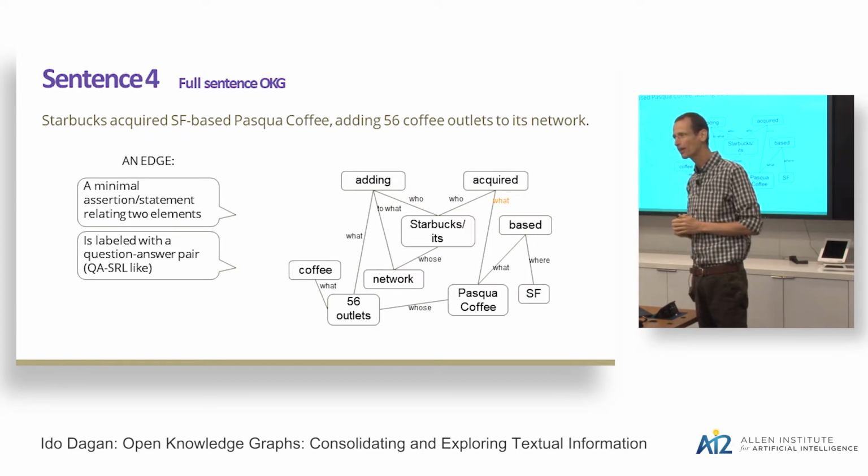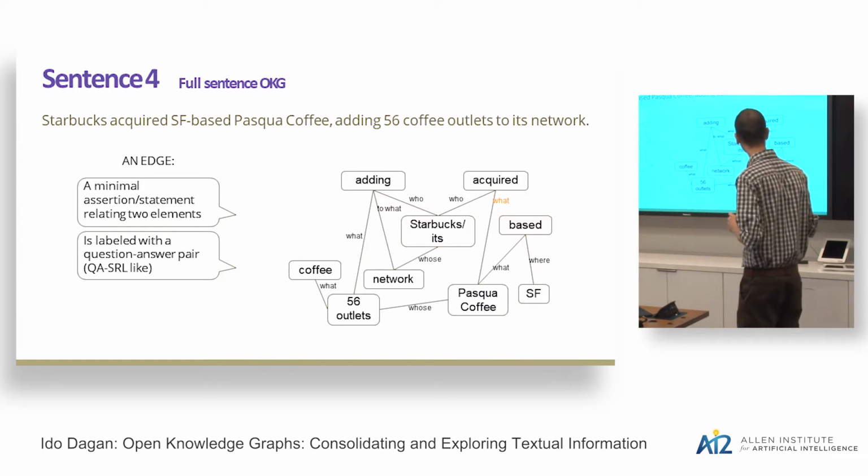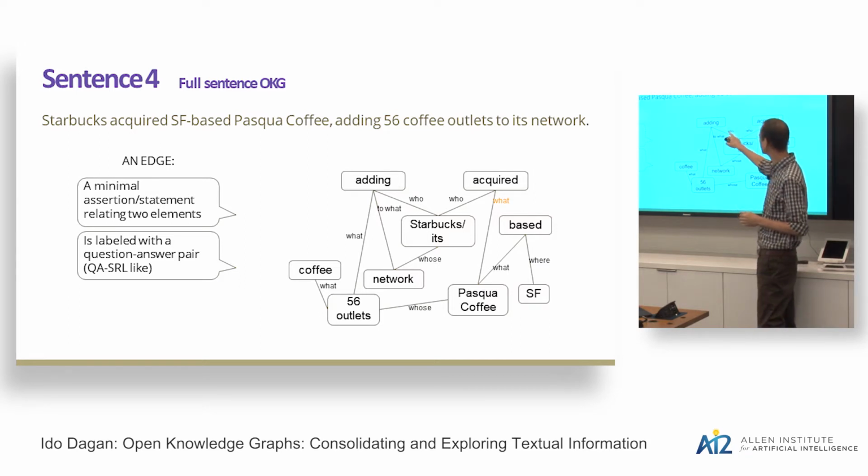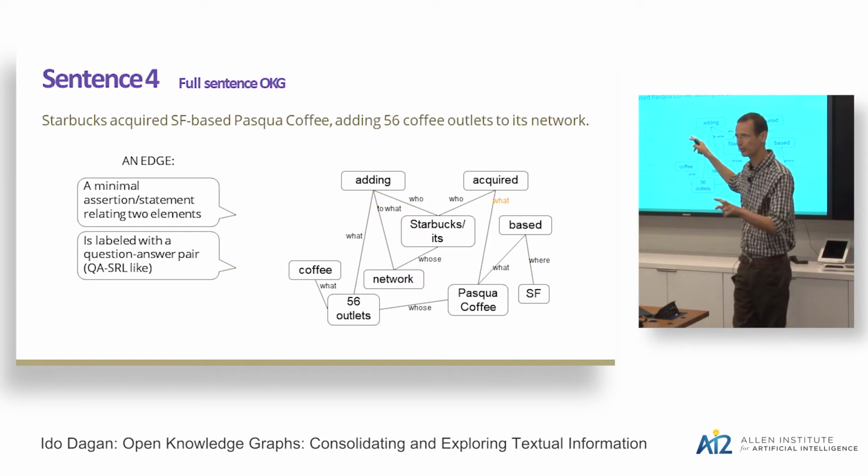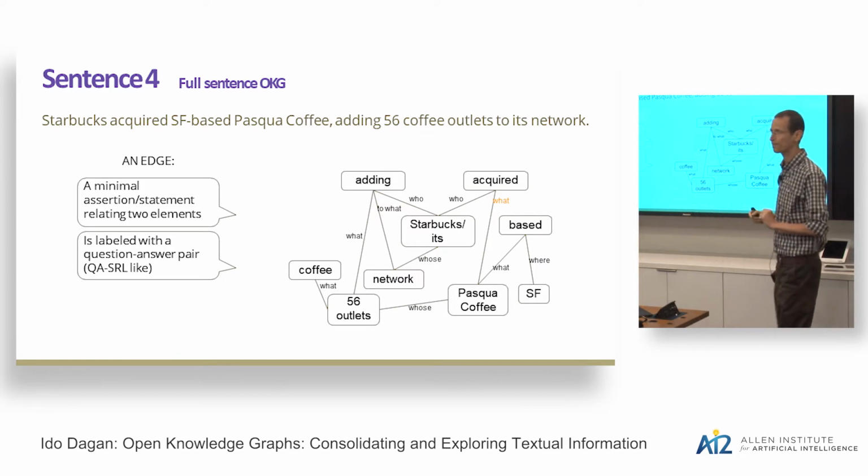This is a silly question, but why is Starbucks a who and Pasqua coffee a what? Do you always just make the agent a who? No, this is just a shorthand to hint at the actual QA-SRL type of question. You would expect that here the annotator would put a question like who acquired something, while here the annotator would put a question like what was acquired? Pasqua coffee. So this is just a hint at the fully phrased question.